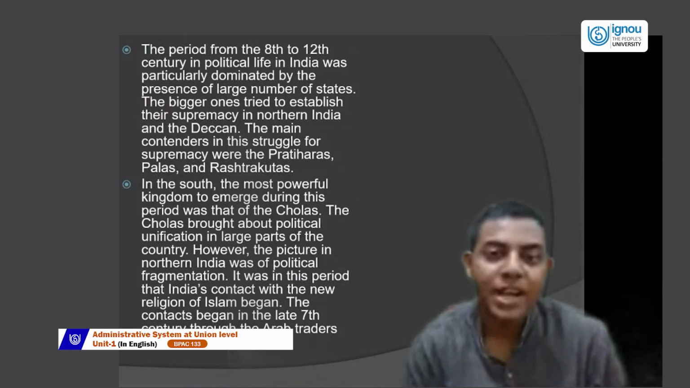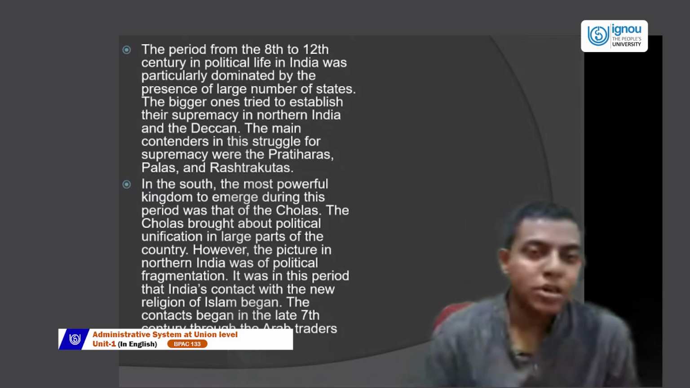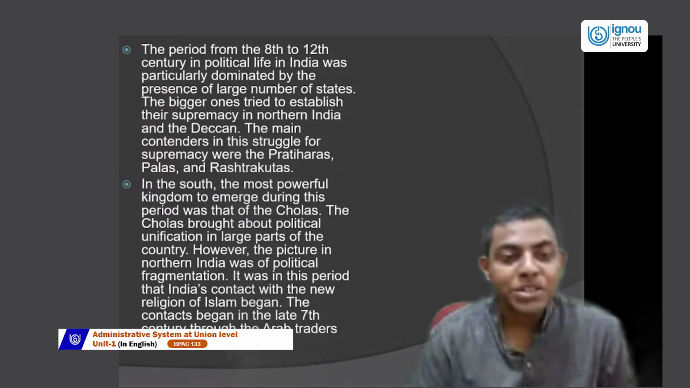So from the 8th to 12th century in India, the political life was dominated by a large number of states. The bigger ones tried to establish their supremacy in North India as well as in the Deccan region. The main contenders in this struggle were the Pratiharas, the Palas, and the Rashtrakutas.